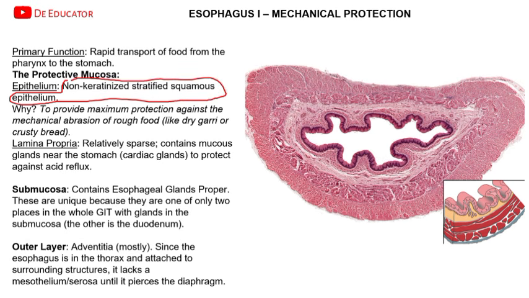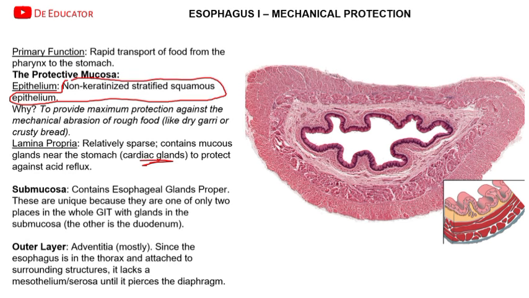Now you can see a question to tell you, why is the esophagus non-keratinized stratified squamous epithelium, or what is the benefit, or what is the functional histology of the esophagus having a non-keratinized stratified squamous epithelium? It provides maximum protection against mechanical abrasion of raw food. I said that earlier, raw food like dry gari or crusty bread. Moving on, we have the lamina propria. The lamina propria is relatively sparse, contains mucous glands near the stomach, which are the cardiac glands, to protect against acid reflux.